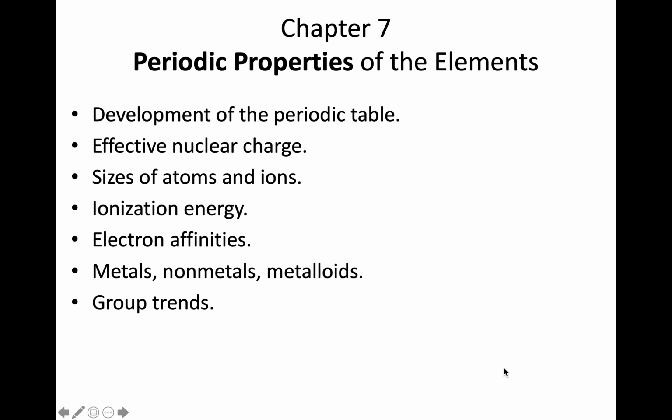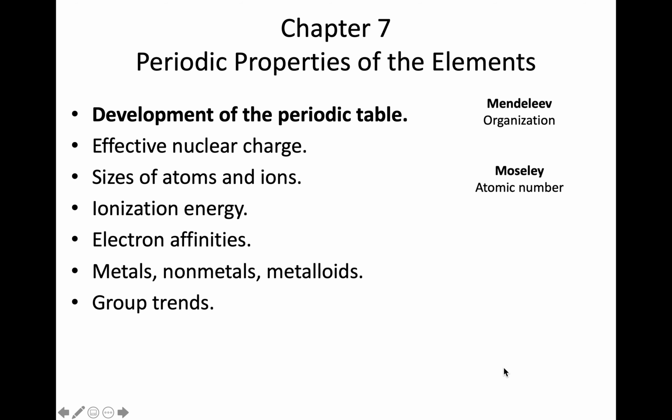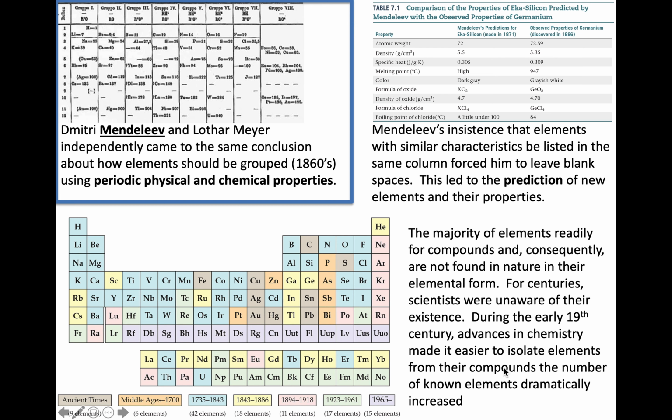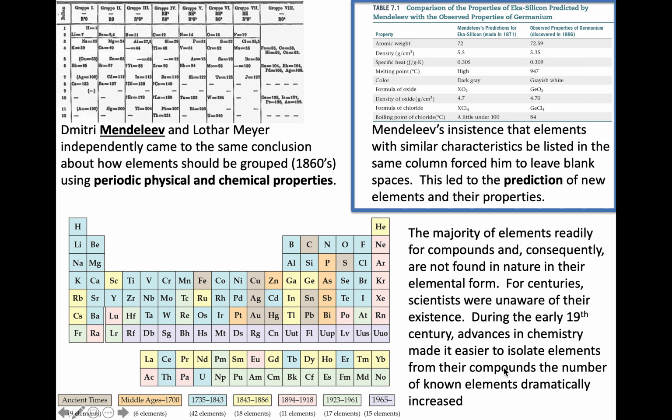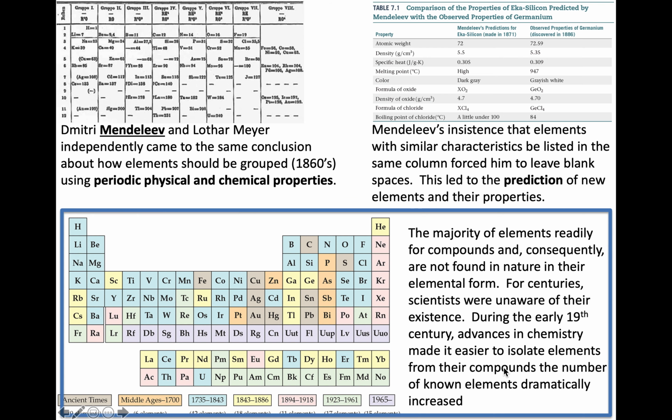Within Chapter 7, we took a closer look at the periodic table. It began with the development of the periodic table and the contributions of Mendeleev and Moseley. With Mendeleev, we considered how he grouped the elements that were known at the time in the mid-1800s based on patterns involving physical and chemical properties. He left vacancies within the table that led to the prediction of new elements and their properties. And we also looked in general terms at when different elements were discovered.